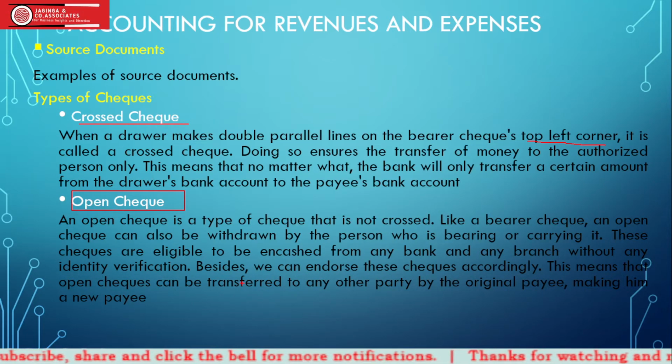This means that an open check can be transferred to any other party by the original payee, making him a new payee. So if I give you an open check, it means maybe I will not close that check, and maybe I will not even write your name on that check. So when I write 10,000 shillings on this check, and then I sign it and give it a date, but your name as the payee is not written on that check, you can give this check to anybody. So anybody can encash this check.